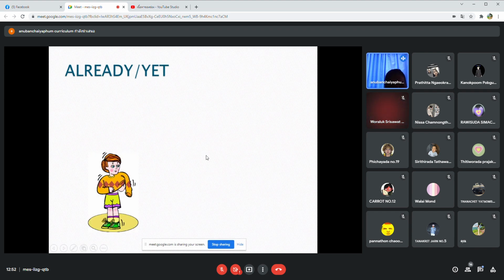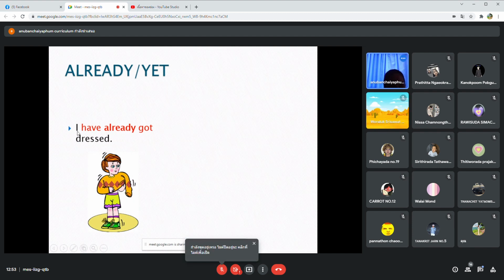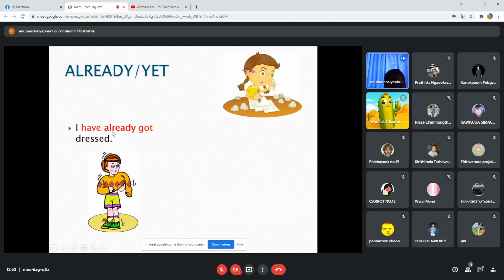So already and yet, as you can see here, the sentence is: I have, I your subject, have for your perfect tense, plus your time expression already. Got is the past participle, remember? So I have already got dressed, as you can see in this picture. So this is your present perfect tense. How about in this picture? The sentence is: I haven't done my homework yet.